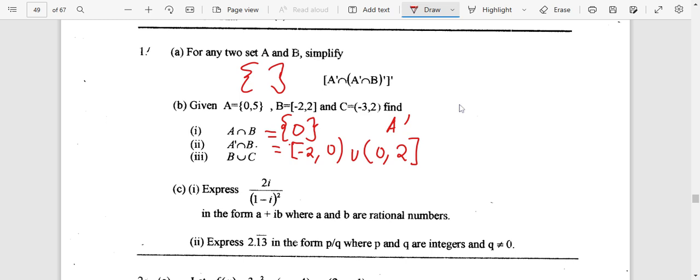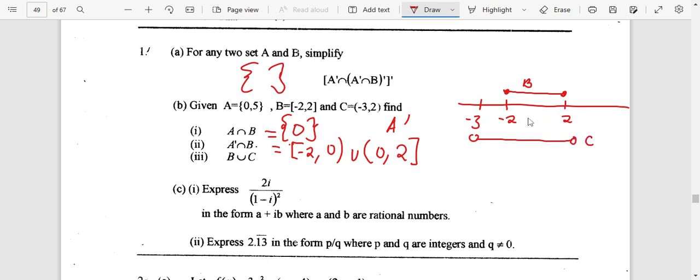Okay, and then we have got the set B union C. To find B union C, I'll first get the set B starting from negative 2 up to positive 2. We are including both. And then we go to the set C, starting from negative 3 up to positive 2, but we are not including any.